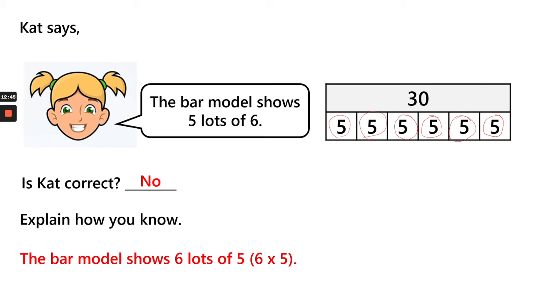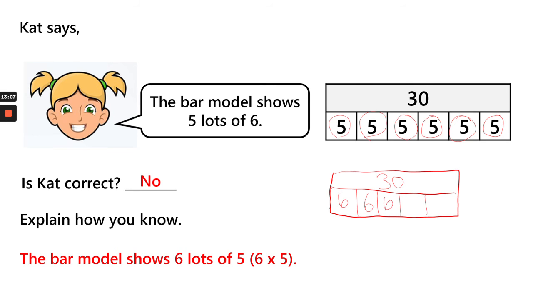But remember our arrays. 6 lots of 5 equals 30. But if we did another bar model, we could say that 5 lots of 6 are equal to 30. So even though our times table facts make the same answer, our diagram does not show 5 lots of 6.